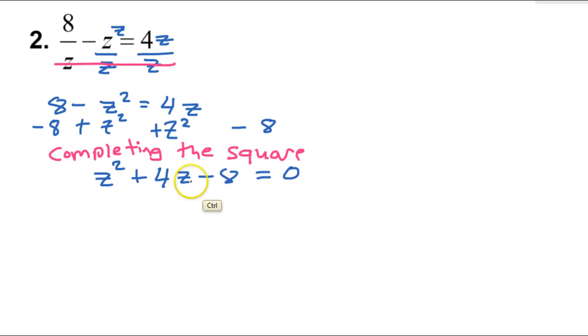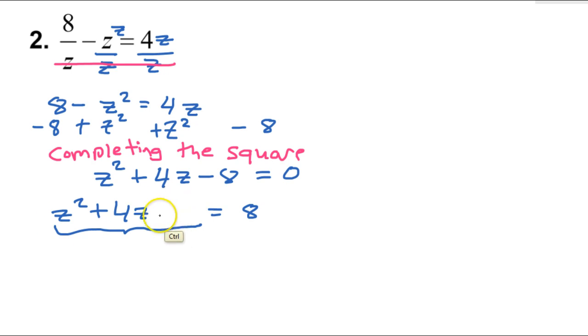So here's how completing the square works. Take this constant and move it to the other side of the equation. So that's going to leave me with z squared plus 4z. Leave a space here, and that will be equal to 8. Now, once I complete the square, this is going to be a trinomial, 3 terms. And that trinomial can be written as a binomial squared, 2 terms.